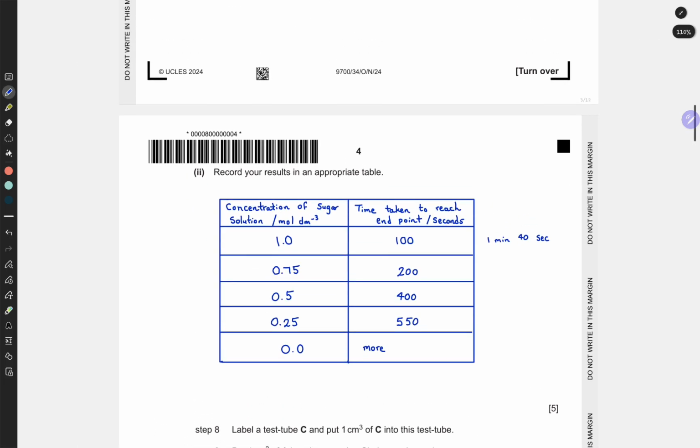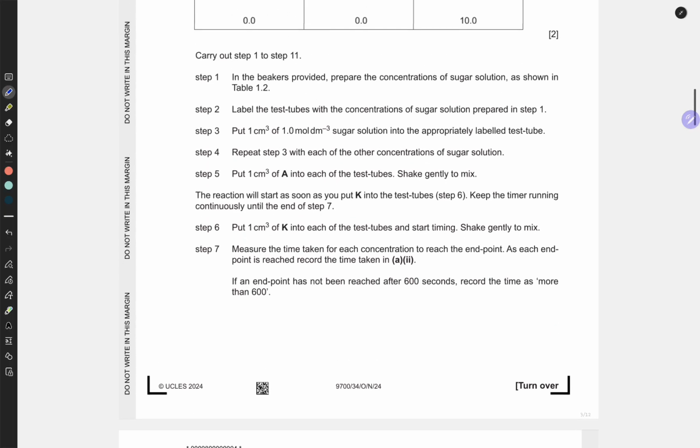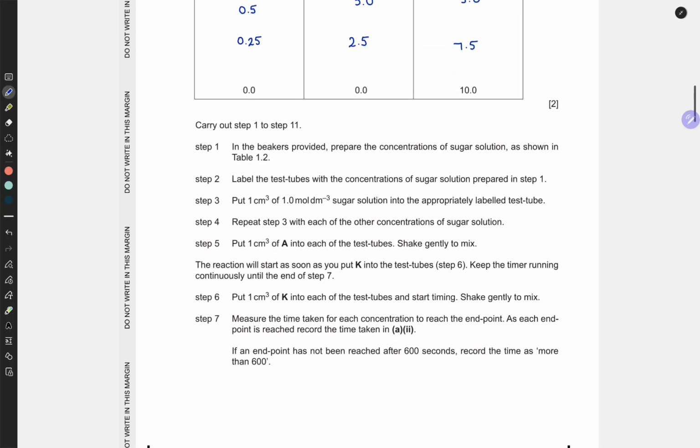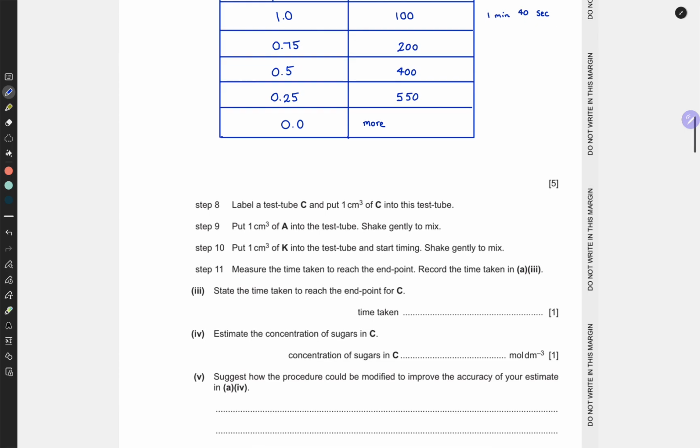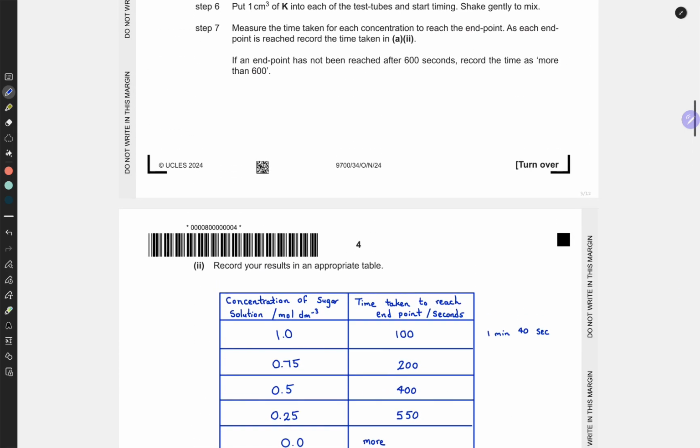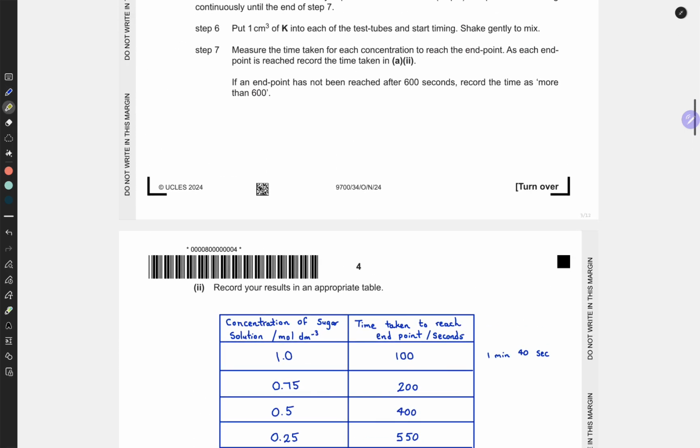And of course, for the 0 concentration, there won't be any change in color. The potassium manganate(VII) won't become colorless. So this, of course, you have to write more than 600 seconds as it's given to you in the steps.